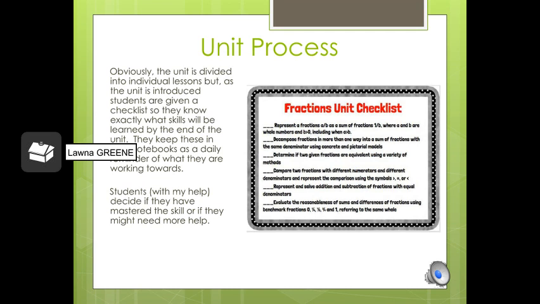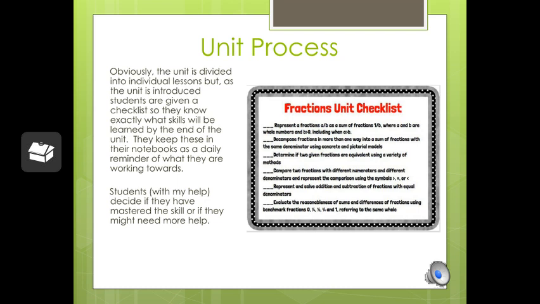While we start out with a large unit goal, the students are given a unit checklist with the TEKS listed, and obviously we divide the unit into individual lessons. They keep these checklists in their notebooks so we can check off what we have accomplished.